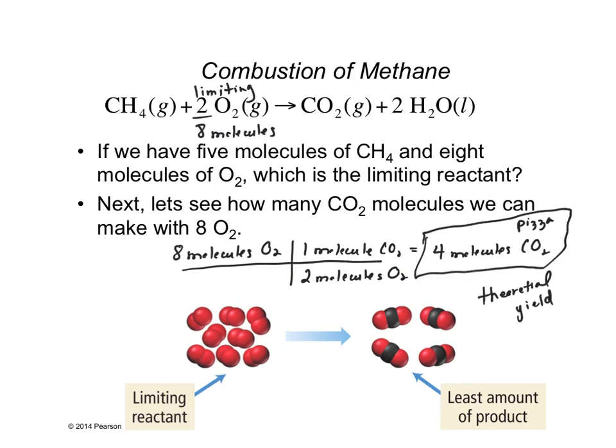Okay? So limiting reagent makes the least amount of product in a chemical reaction. Theoretical yield is the amount of product that we can make given the limiting reagent. Okay, it depends on the limiting reagent.